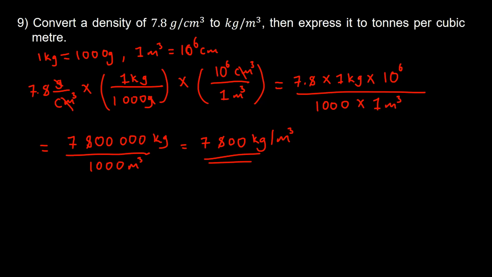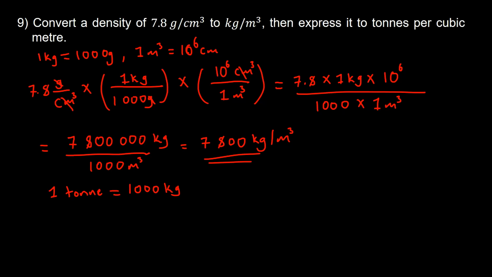But at the same time, this question asks us to further convert these units to tons per cubic meters. So the only thing that will change is just the tons, but the cubic meters will be maintained. So let's make a conversion factor for the tons. So 1 ton is equal to 1,000 kg. So this is the one conversion factor that we need.